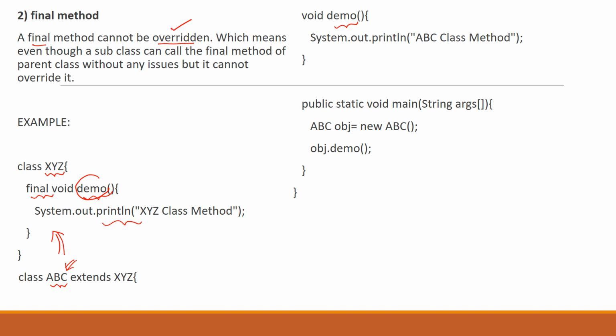Now what you're doing here is trying to override this final method, correct? Which is not possible. Once you have declared a method as final, you cannot override it. So what will this program give you as an output? Compilation error. Okay, so final variables are constants, and if a variable is declared as final, you cannot alter it, and final methods cannot be overridden. These are the two concepts we have studied up to now.